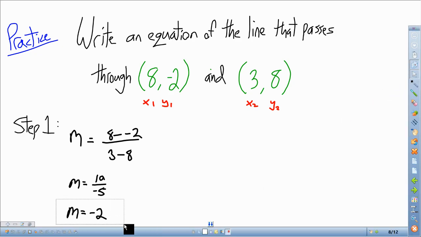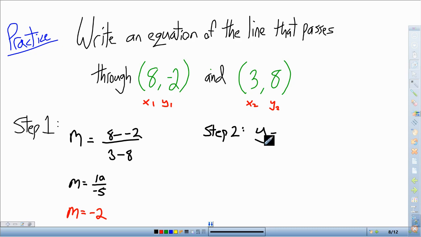Again, I want to make this red just so I can keep the pattern here. There we go. So there's step number 1. Step number 2, let's find our y-intercept by plugging all of this stuff into slope-intercept form.